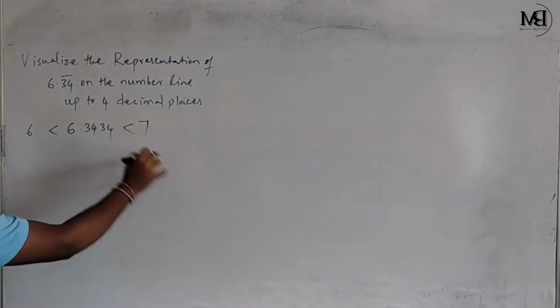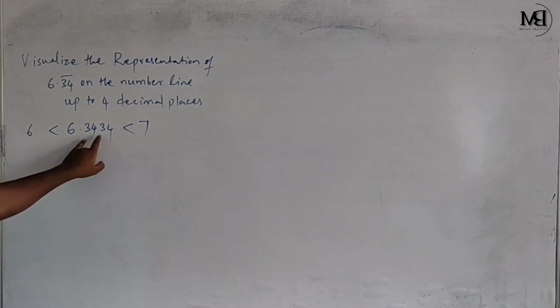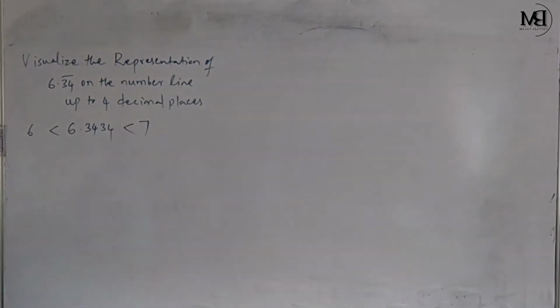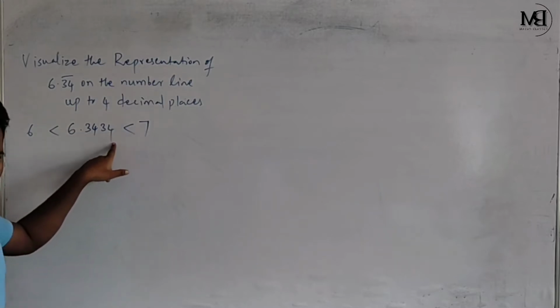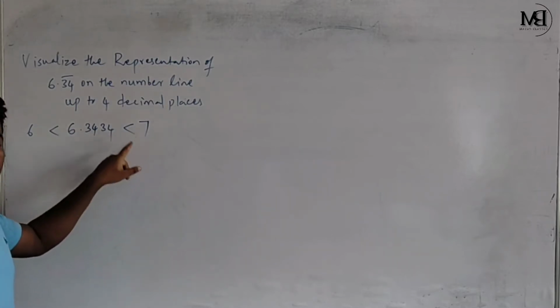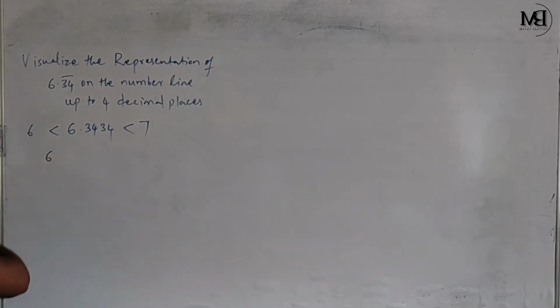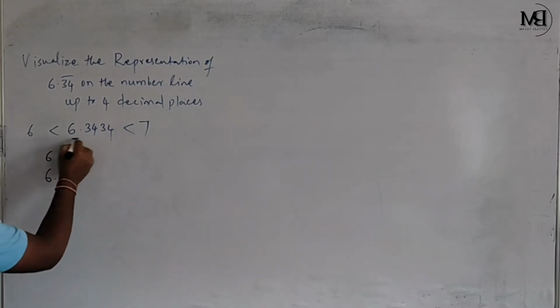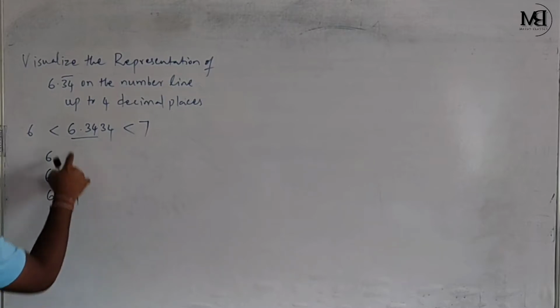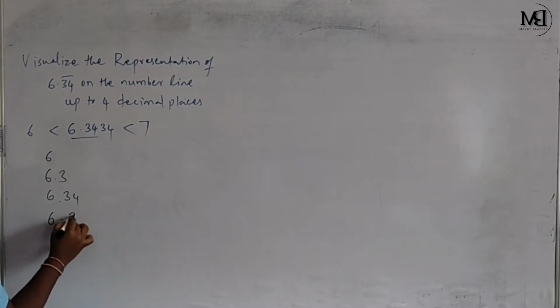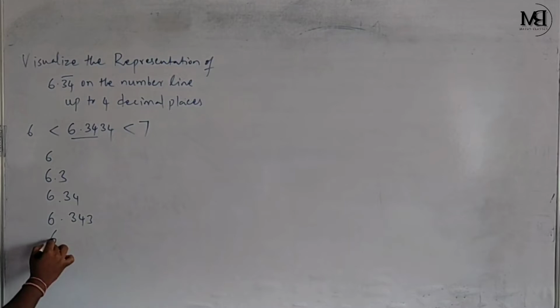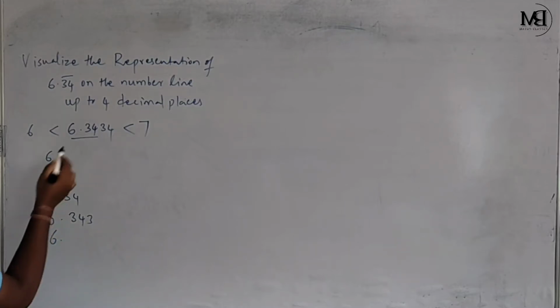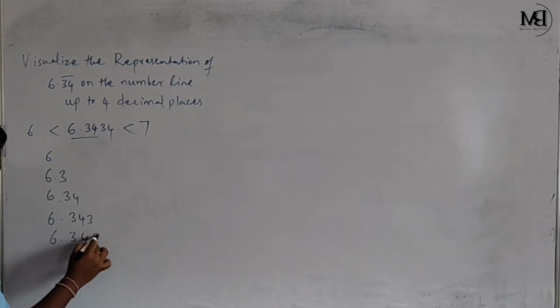It is between 6 and 7. Okay children, to represent this 6.3434 on the number line, before this we must know the location of 6 on the number line, and then we must find the location of 6.3 and then 6.34, and then we should go for 6.343, and at last we are going to represent the number 6.3434.